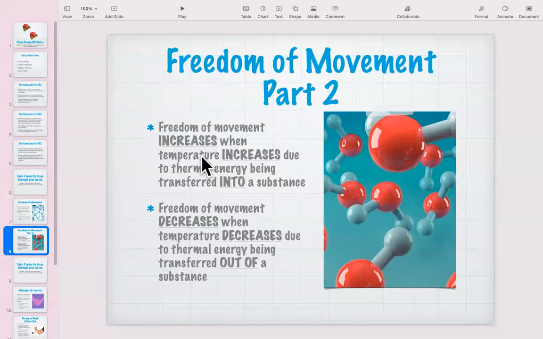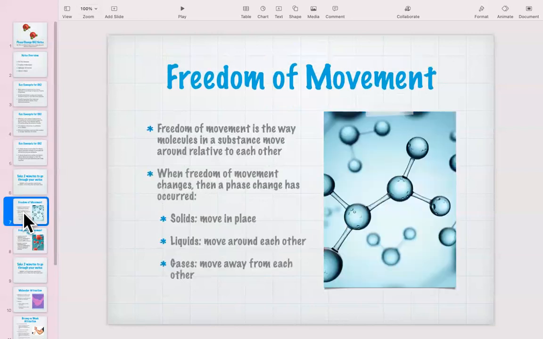Freedom of movement increases when temperature increases due to thermal energy being transferred into a substance. So when you raise the temperature of something, you're raising the amount of KE that the molecules in a substance have on average, because remember, temperature is the average. When you increase that KE and that temperature, you're going to increase the amount of freedom of movement. For example, a solid might move in place, and then if you raise the KE or the temperature, it may go to moving around each other. It might have more freedom of movement.